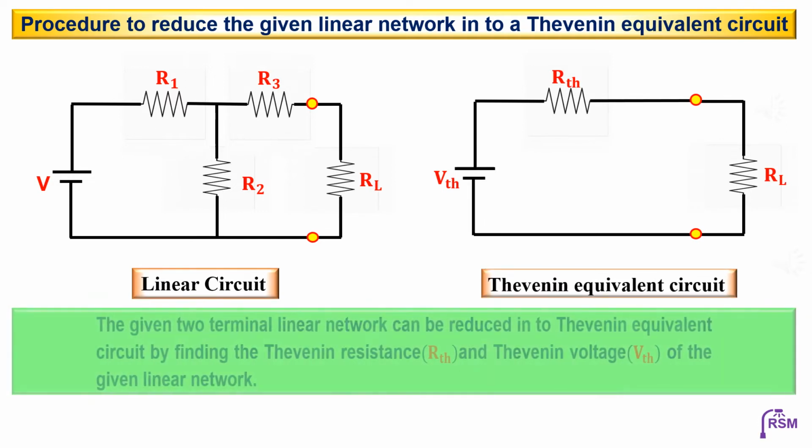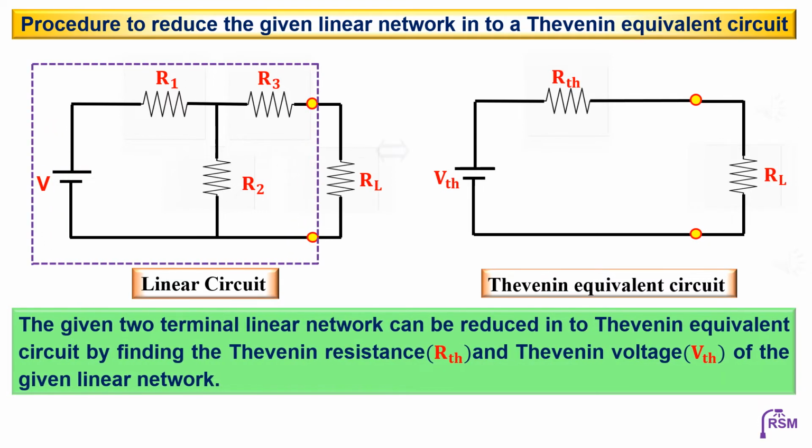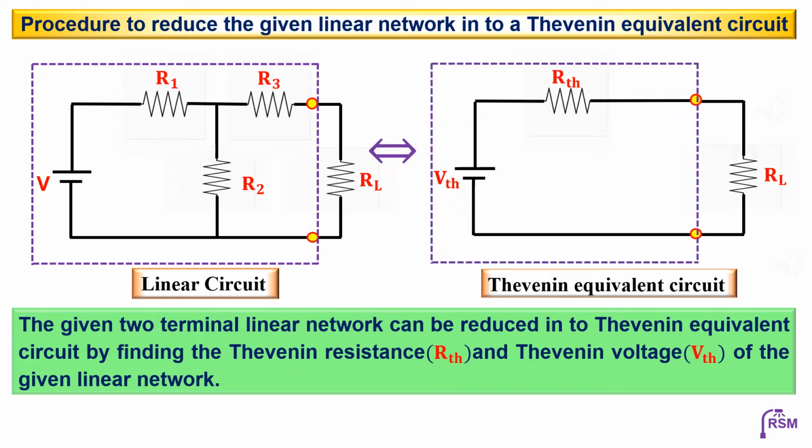The given two-terminal linear network can be reduced into a Thevenin equivalent circuit by finding the Thevenin resistance RTH and the Thevenin voltage VTH of the given linear network. Here it is important to note that the Thevenin's resistance of a linear network is nothing but the equivalent resistance observed from the load terminal, and the Thevenin voltage is nothing but the open circuit voltage observed from the load terminals.